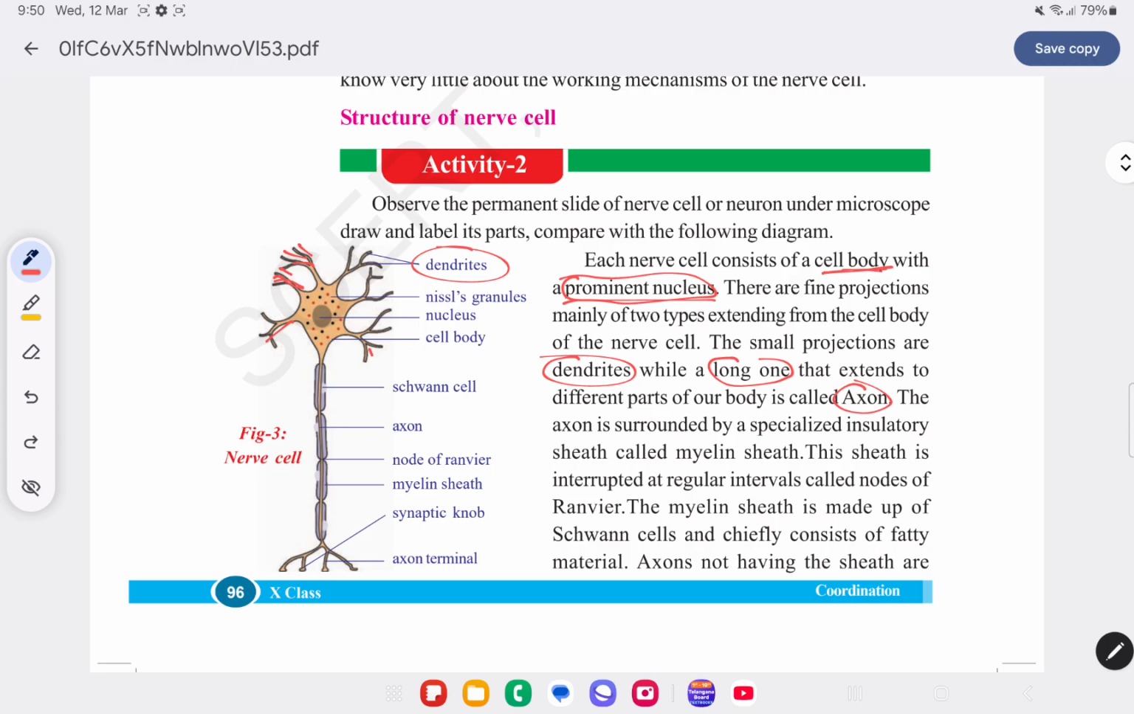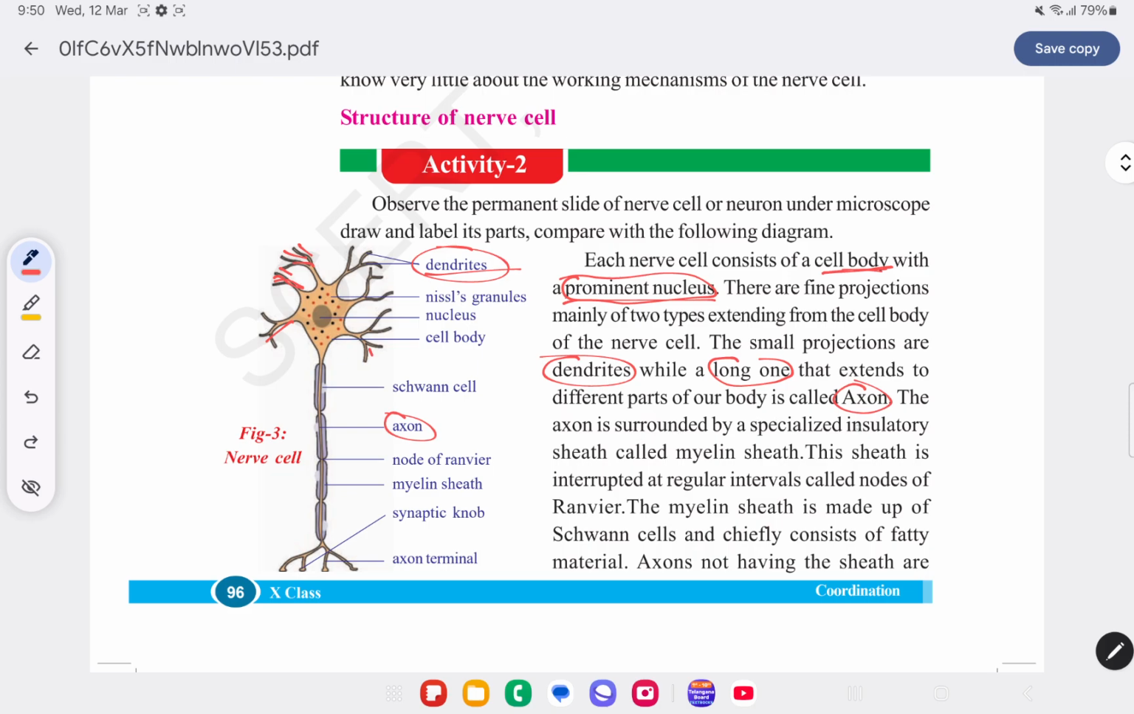Clear? So the cell body has a nucleus and two types of projections: one small projection, one longer projection. Small projections are so many in number and they are called dendrites. The longer projection is only one, and that is called the axon. Okay? Clear about this? Now, about the axon.